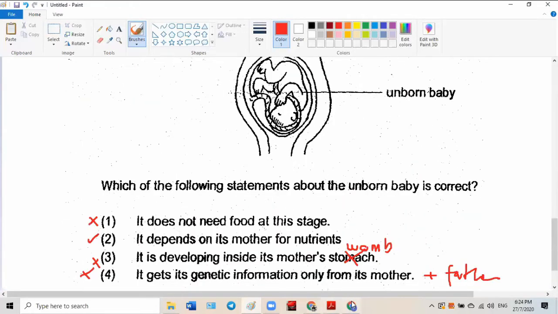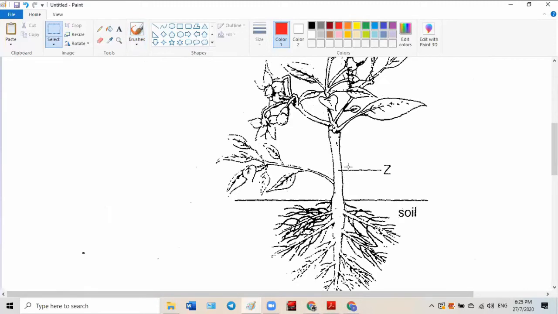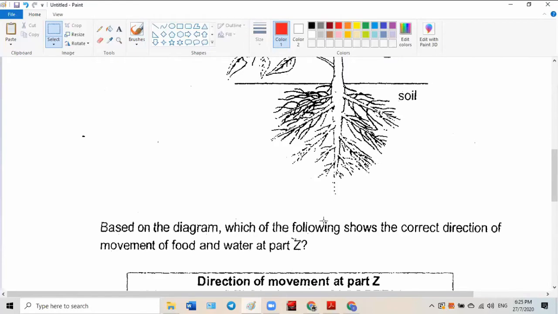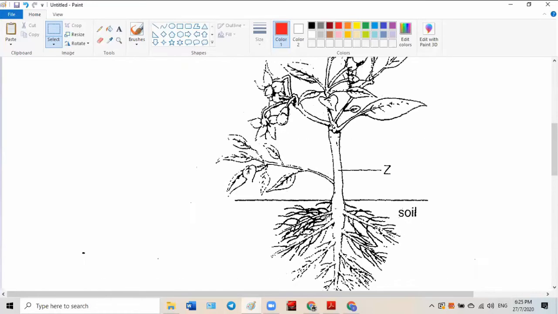See, we do question 4 so fast. This is the stem, this is the root. Which one shows the correct direction of movement of food and water at part Z?